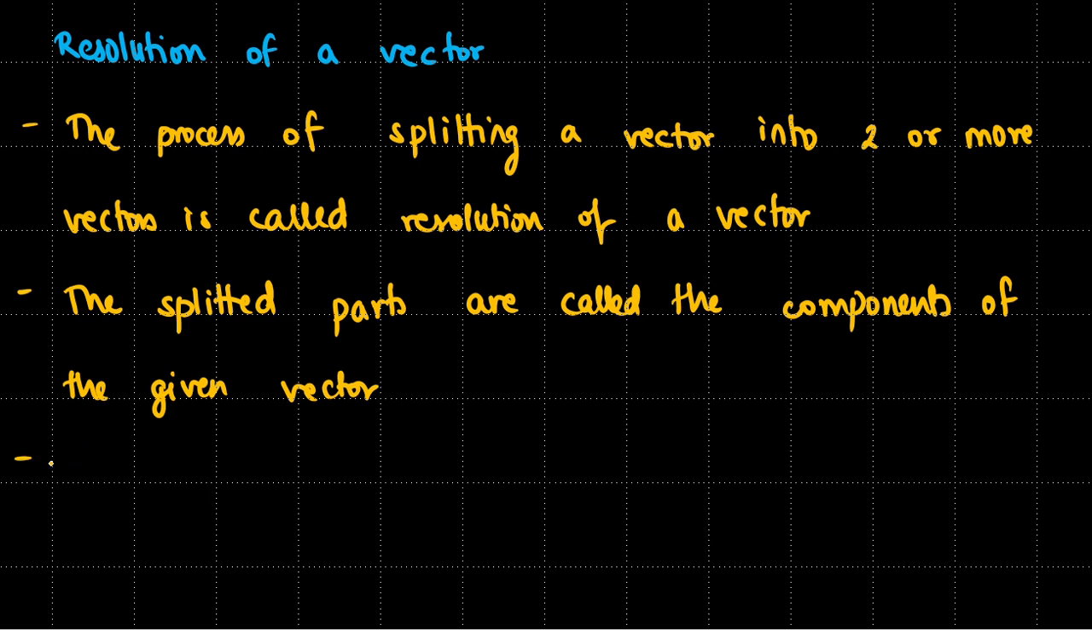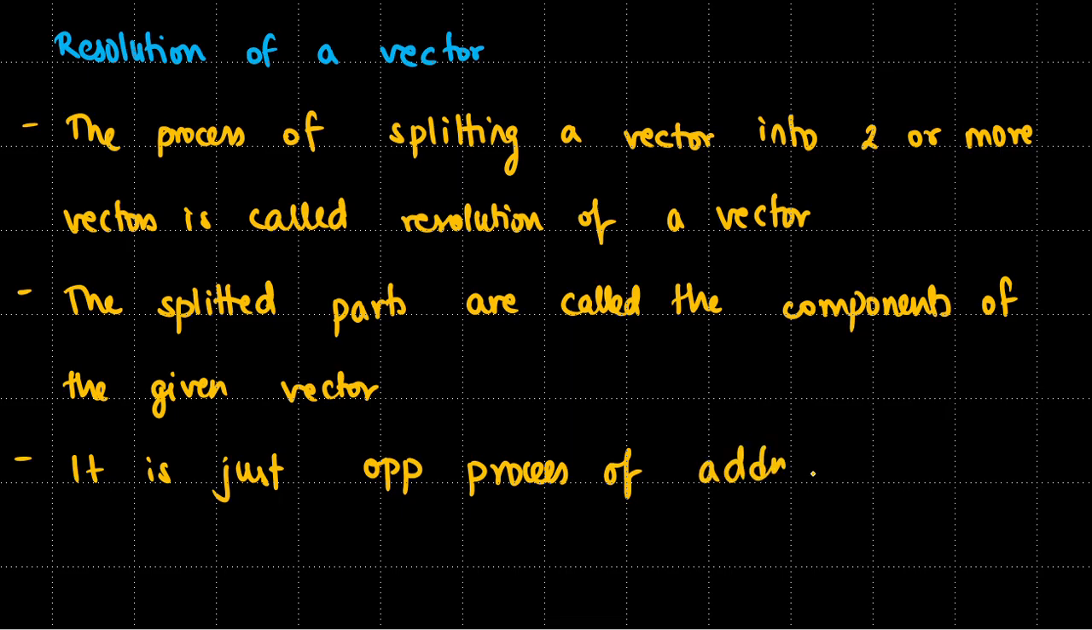And the final point that we are going to discuss is that it is just the opposite process of addition or composition of vectors. Okay, so let's just talk about what we are talking about. First of all, let's start with the definition. The process of splitting a vector into two or more vectors is called resolution of a vector.